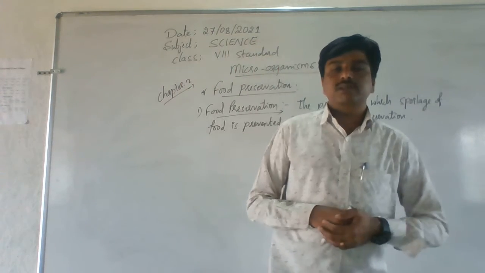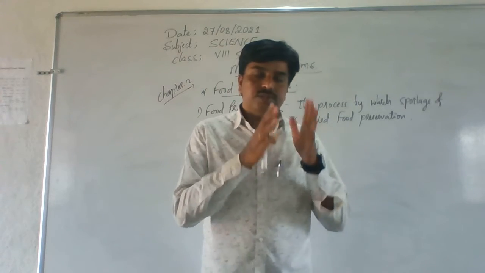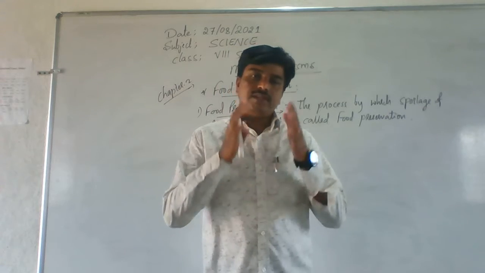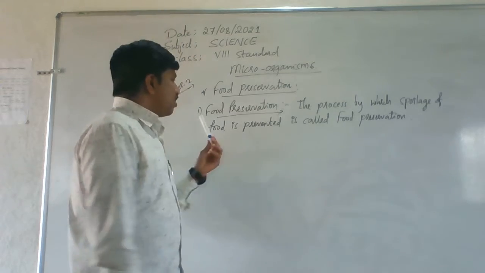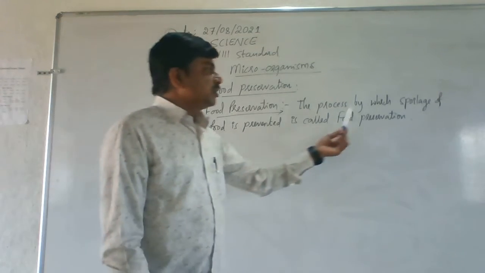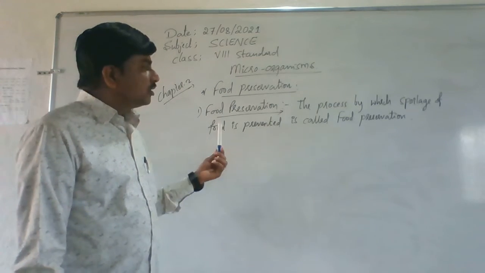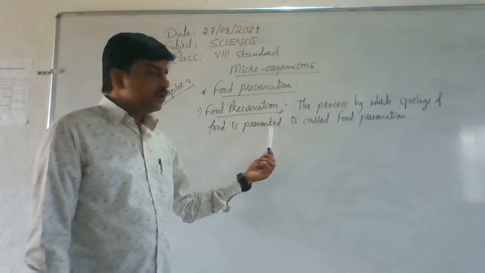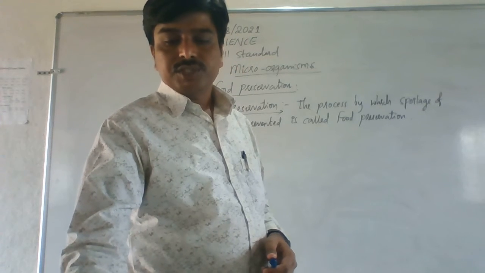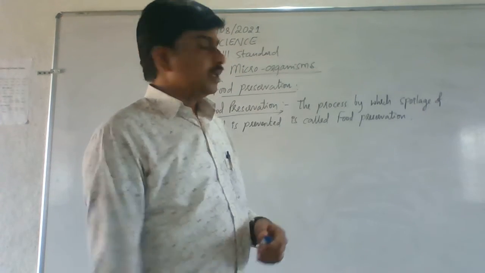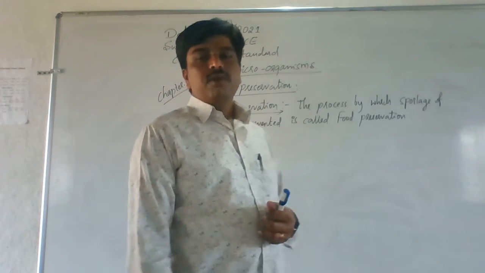to avoid this food poisoning, to avoid the spoilage of food, we have to preserve the food. We have to preserve the food very safely. Understand? So that we call food preservation. See, what is food preservation? The process by which spoilage of food is prevented is called food preservation.